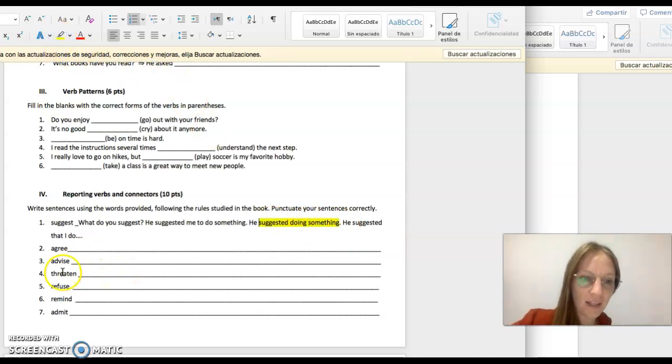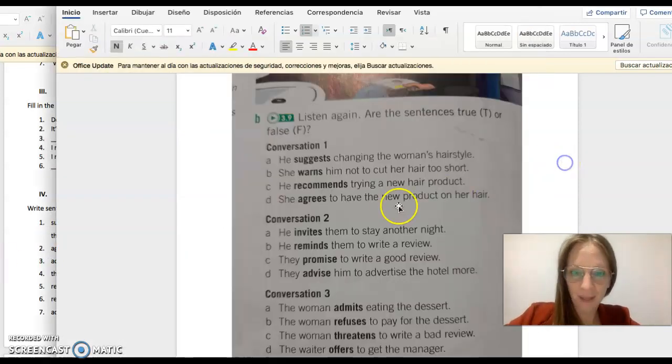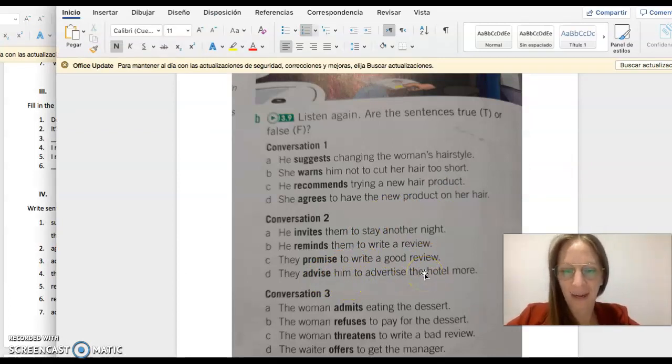Okay, so agree, advise, also the same. And ojo, all of these are verbs. So advise is aconsejar, it's not un consejo. That's advice, okay? So it's important to use it as a verb. Like we had here, advise someone, and then with the infinitive, to do something, okay?